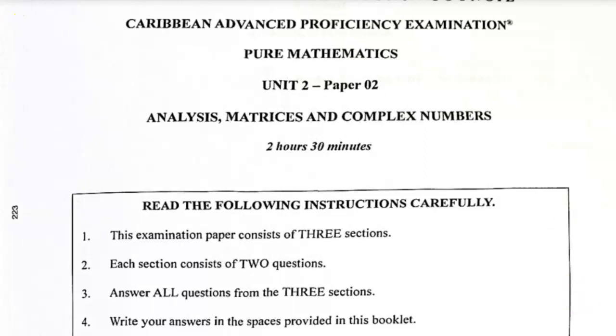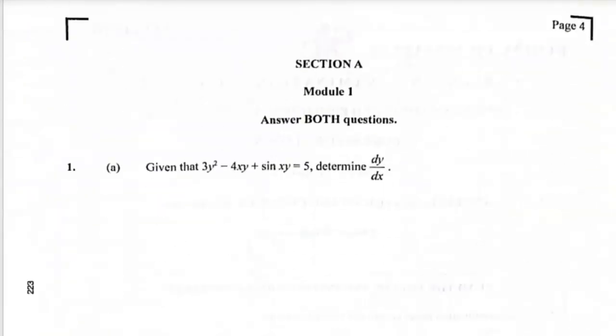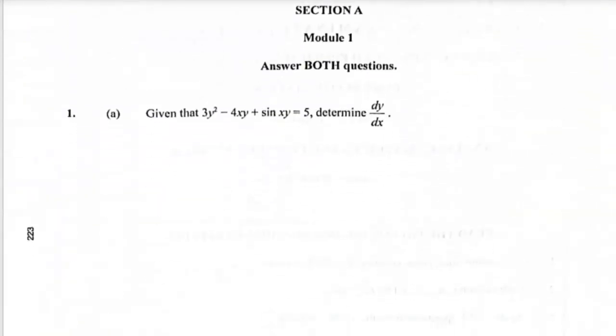K Pure Math Unit 2, Paper 2, 2024. Let us begin. Question 1: given that 3y squared minus 4xy plus sin xy equals 5, determine dy by dx.